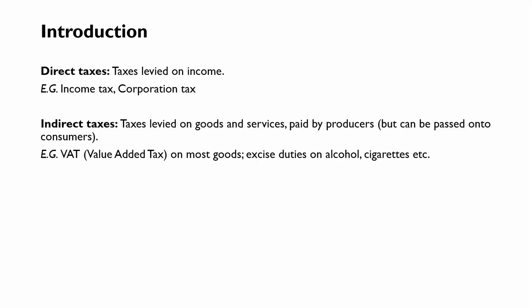Indirect taxes are taxes that are levied on goods and services. They're therefore paid by producers to the government, but producers can pass that cost on to consumers. Value added tax, VAT, is the best example of this. VAT is 20% at the moment in this country, and on most goods we pay VAT. But it's worth knowing some specific examples. Excise duties refer to specific taxes on goods like alcohol, cigarettes, fuel.